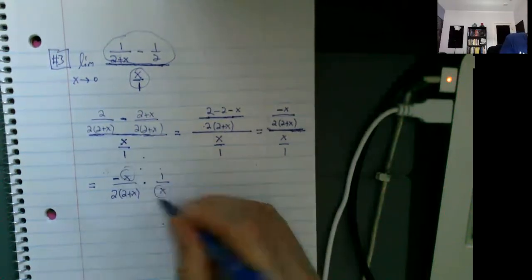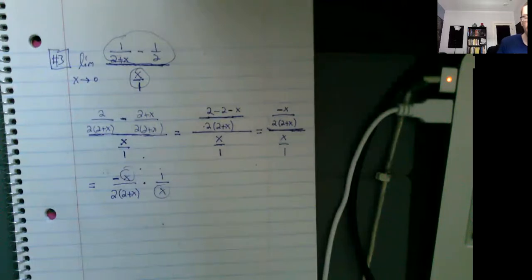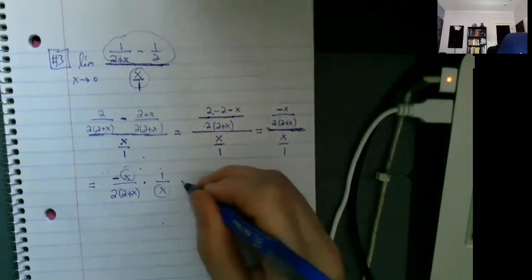At this point, there is one nice thing that can be done. This x right here will cancel with that x right there. It's a common factor on top and bottom, so those will go away. Do be careful, that minus sign is still there, though. That minus sign is not going away.